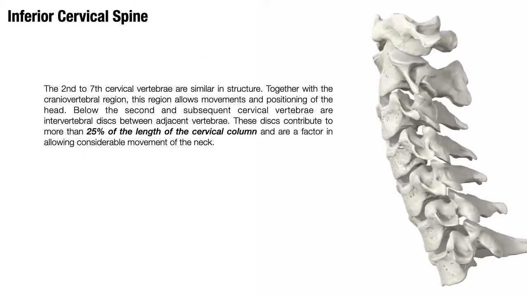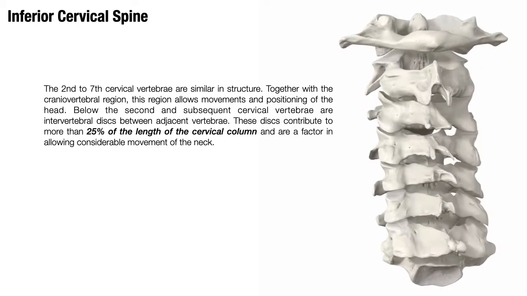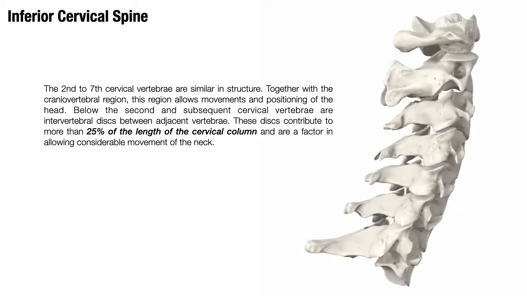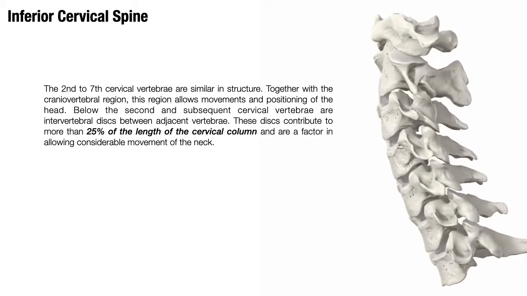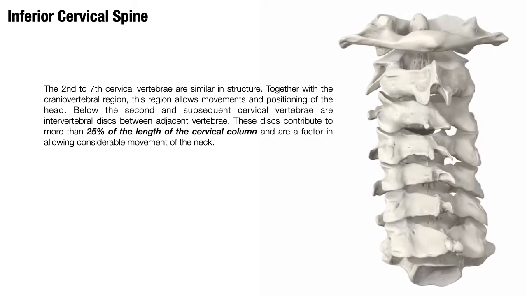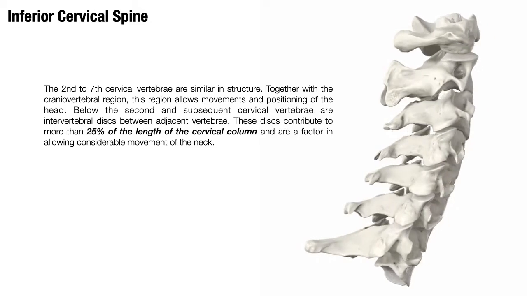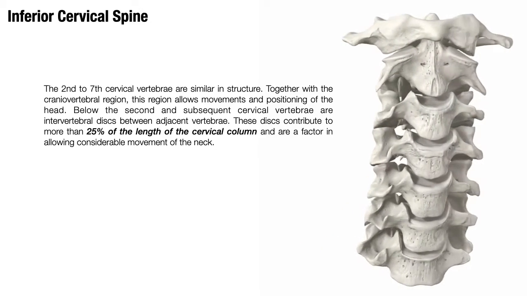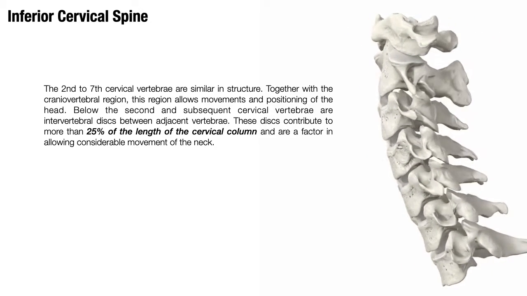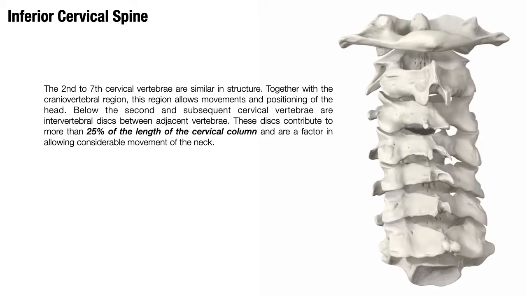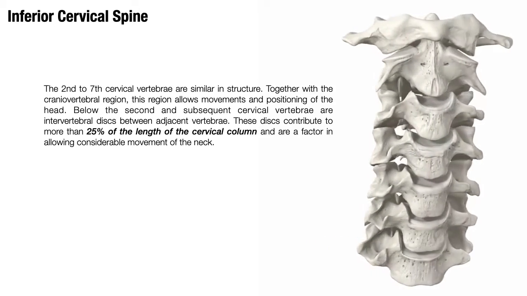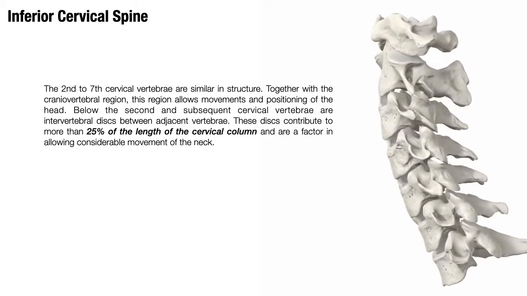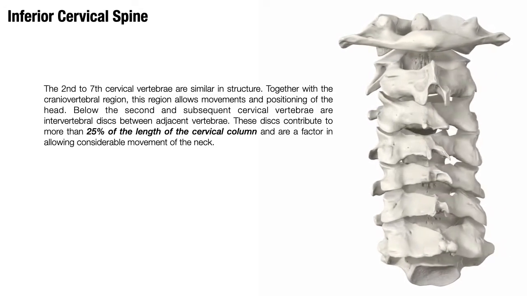Below this complex craniovertebral region, we have the rest of the cervical spine. Between the vertebral bodies of this second section, there will be intervertebral discs to allow for a greater range of motion of the spine. Only the discs account for 25% of the length of the cervical spine.